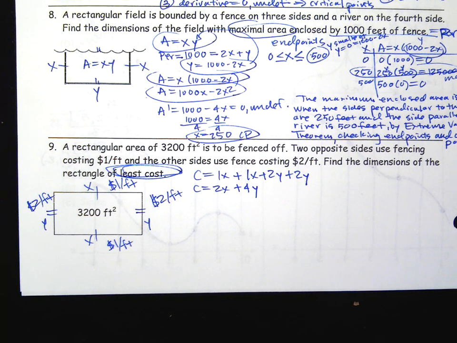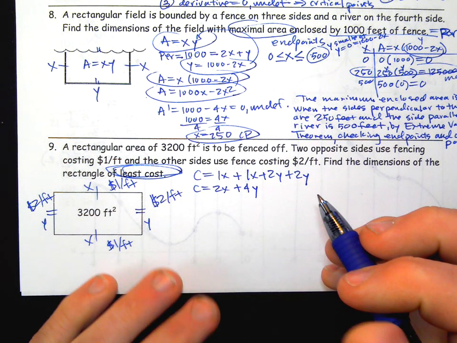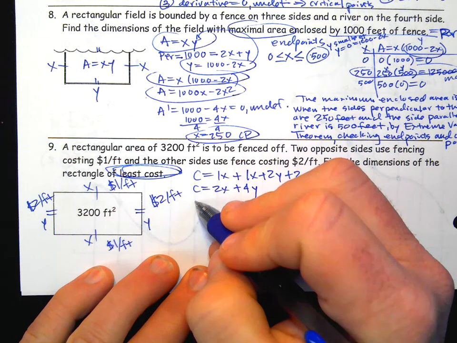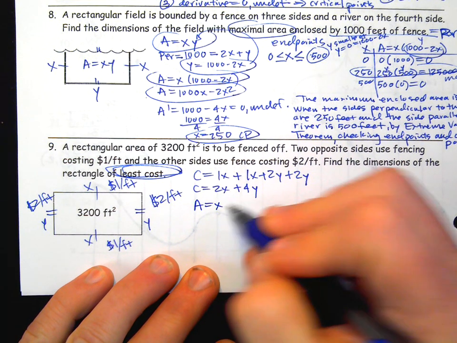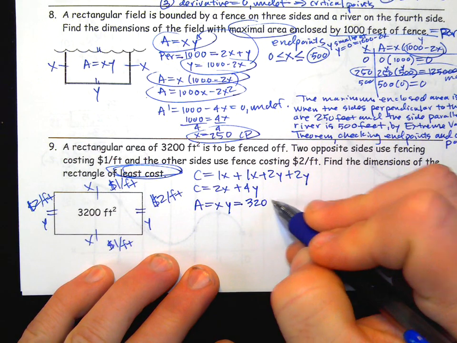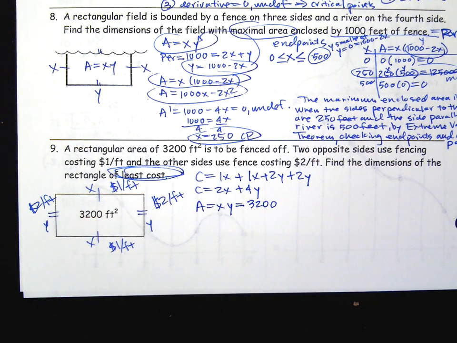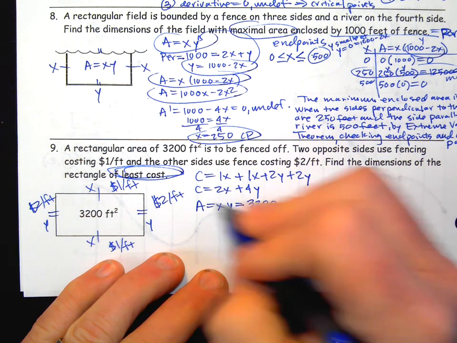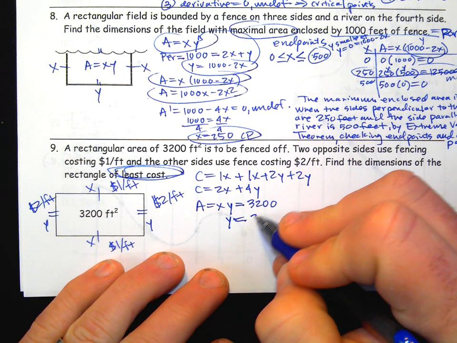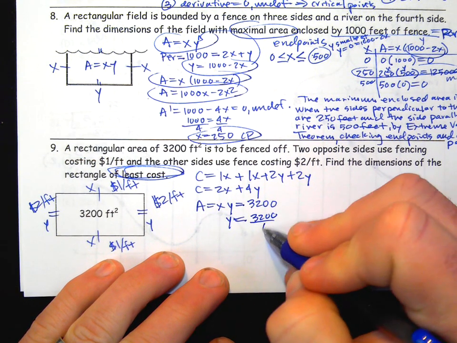It says that the area has to be... there's another relationship for x and y. The area, x times y, has to be 3,200. We have to have that much area, which means we could get this in terms of one variable or the other. We could say, well, y equals 3,200 over x, or the other way around.